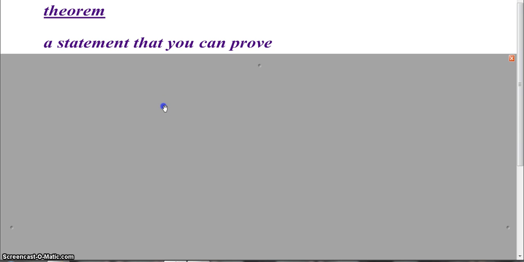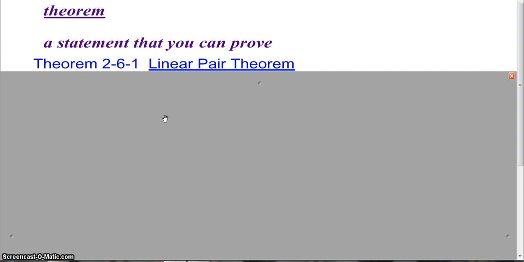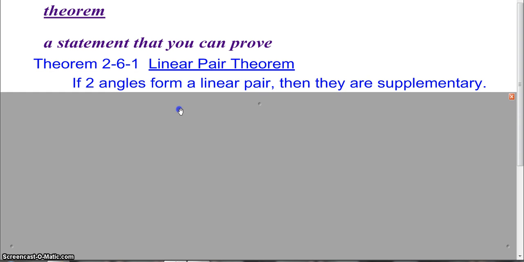So we have a couple of theorems introduced in this section. The linear pair theorem. So when we start dissecting these words, linear, what's the smaller word you see? Not ear, but line. So if I have a pair of angles that form a line, they must be supplementary. Together they form a line. We have then supplementary angles.